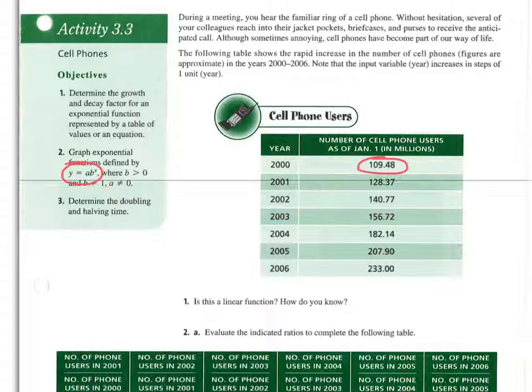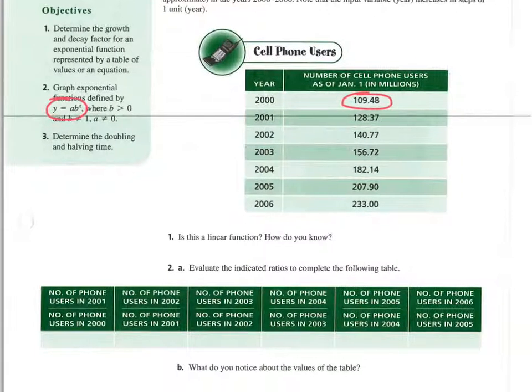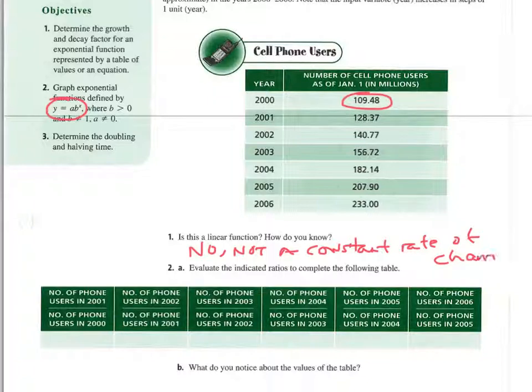Okay, so the first thing we're going to look at is, is it linear? We're testing linear to see if it's a constant rate of change. Since our years are all 1 apart, it's very easy to find the difference in each one of these numbers of cell phones to see if it's constant. And if we do that, we find out, no, it's not a constant rate of change, and that's what it would take to be linear.